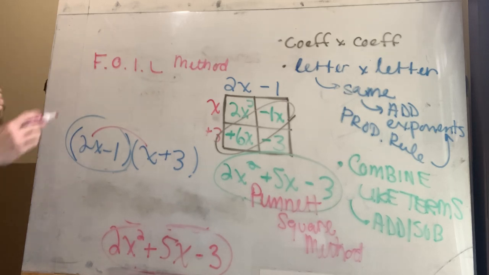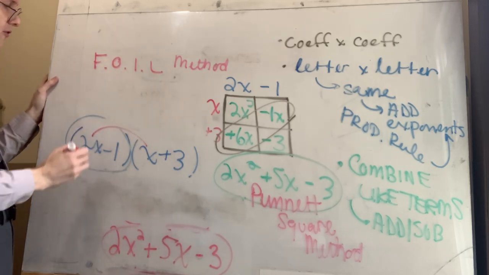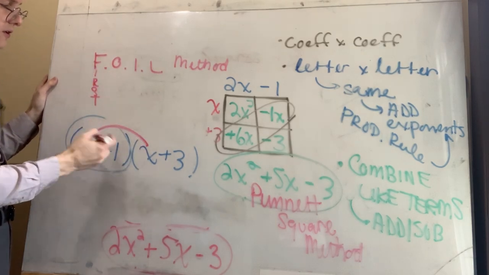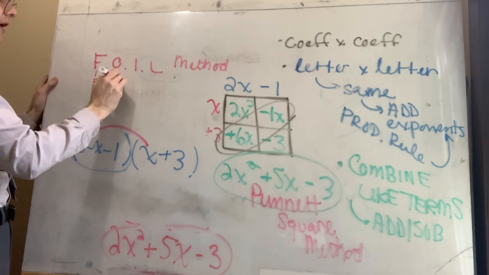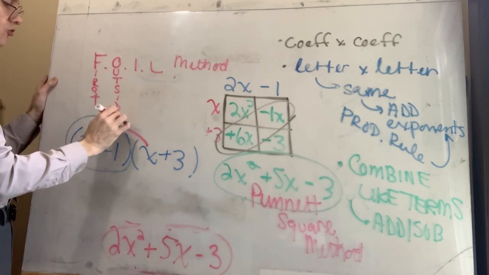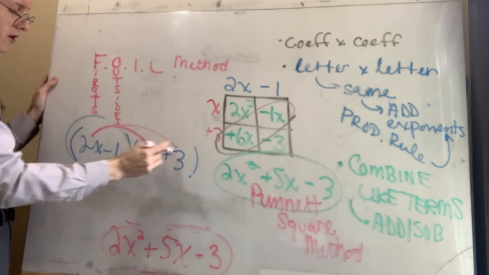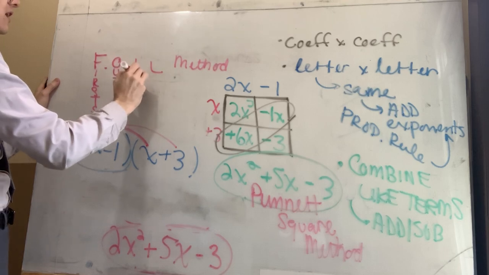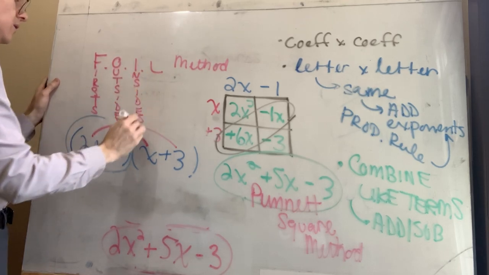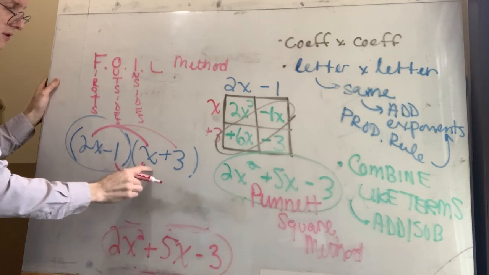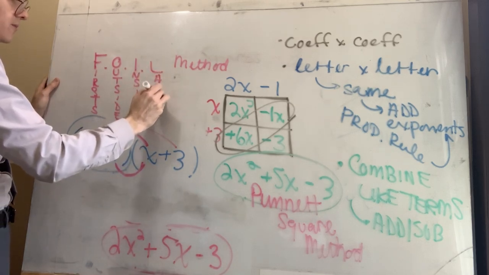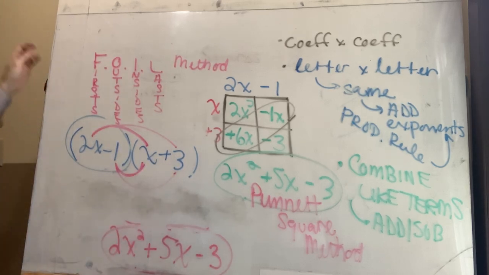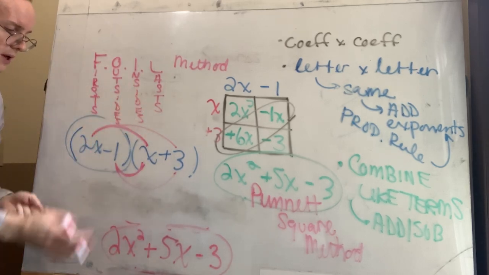Anyhow, FOIL method is an acronym for first. That's these two things. First times first. Outsides. I really should pluralize these. Which is now from the perspective of 2x being on the outside here and 3 on the outside here. Insides, which is these two. They are inside here, inside here. And then you change the perspective to being this is the last one of this one, and this is the last one of this one. Lasts. You could remember this acronym and go through the process.